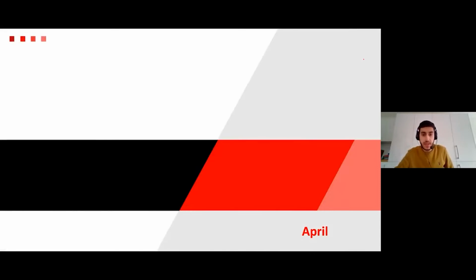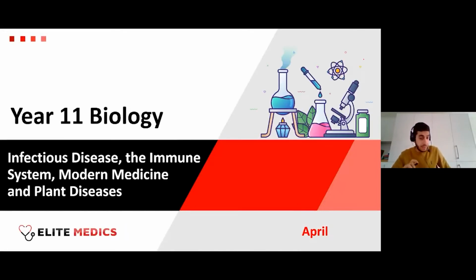So what we're going to cover today, we've got a different range of topics. We've got infectious disease, immune system, modern medicine, and plant diseases. Immunity is a big topic we're going to go over today. That'll be the main bulk of it, and all the stuff that links around immunity. So be prepared for all that.